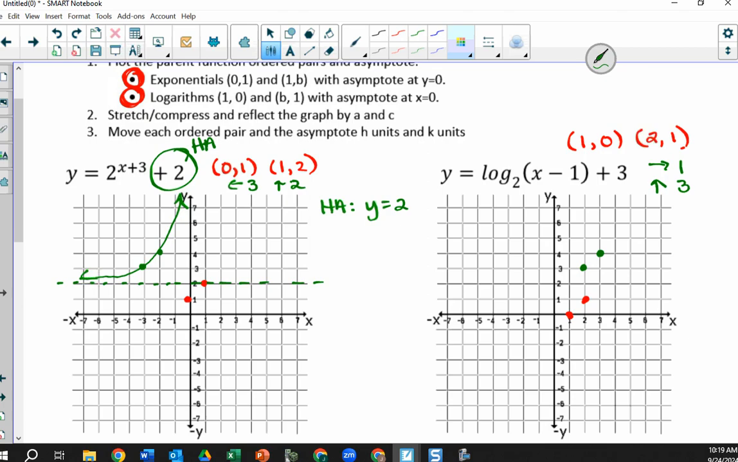Okay, let's think this time. I have a vertical asymptote. Up 3, does that change where my vertical asymptote is? No, but going to the right, it's in a different spot, right? Where is my vertical asymptote? No, okay. Which of these went horizontally? The 1, yeah. Okay, so it's at x equals 1.